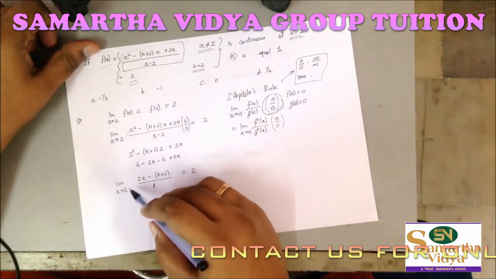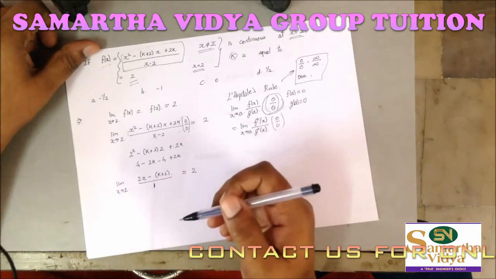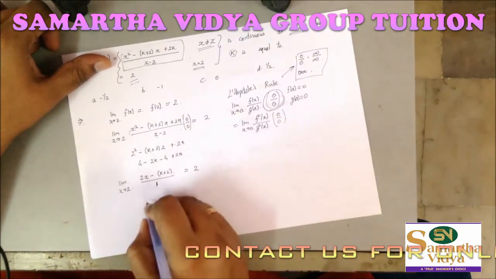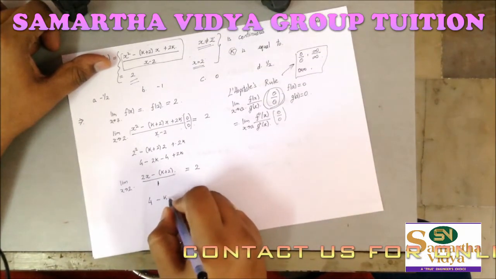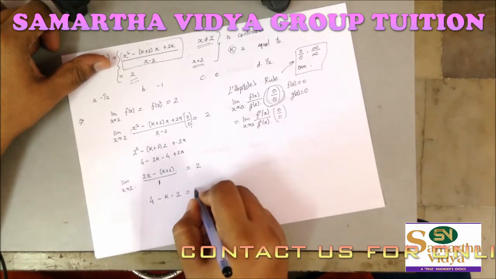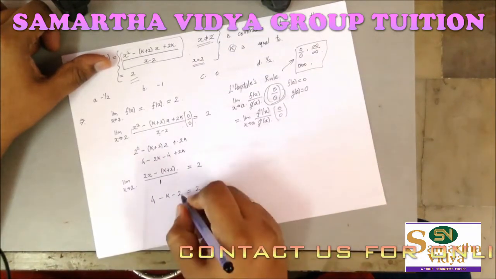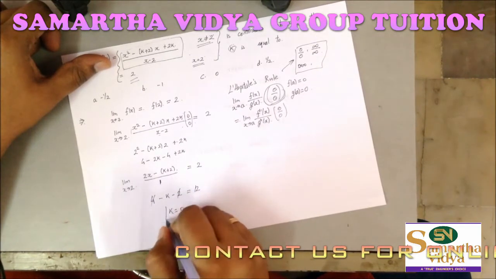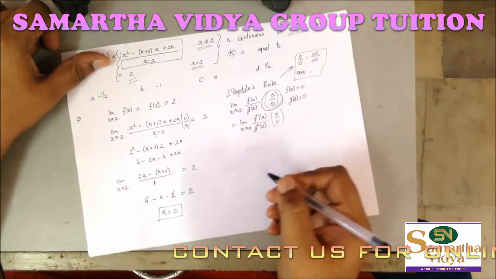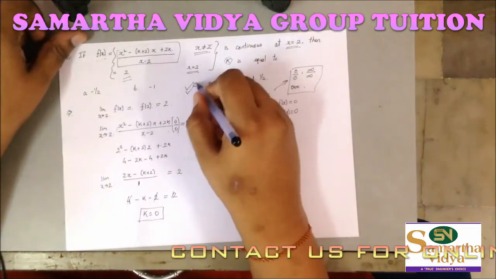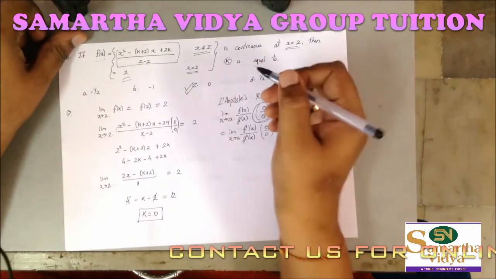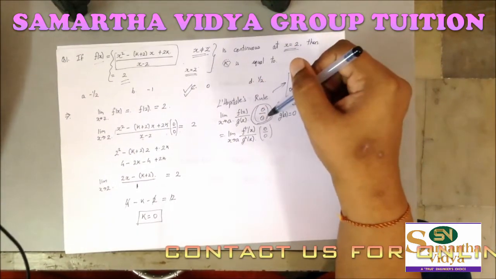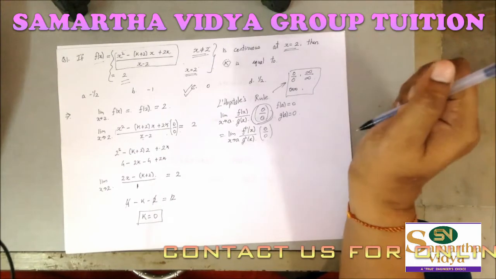So what we can do is simply substitute x as 2. If I substitute x as 2, I'll be getting 4 minus k minus 2 equal to 2. If I solve this, you can see that you're getting the k value as 0. So that means the option is C. You have to be very careful when you're applying the L'Hopital rule. It should be of the form 0 by 0 or infinite by infinite.